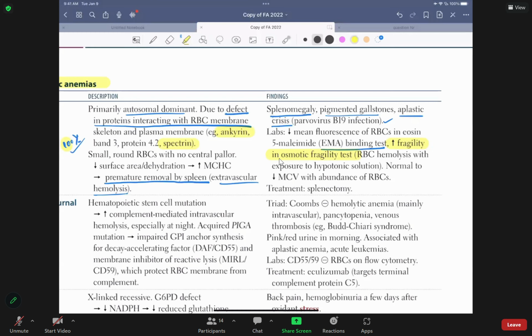If I take a healthy red blood cell and put it in that fluid, those red blood cells will not break because they are healthy. But if I take these patients' red blood cells and put them in, they will easily break because there's a defect in ankyrin and spectrin, so the membrane is not strong enough. Is everybody clear, folks? That's why it's an increased osmotic fragility test.